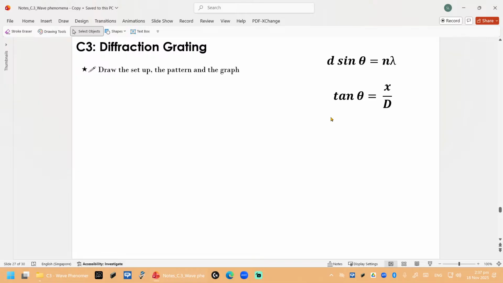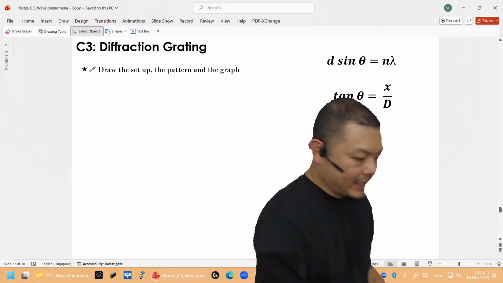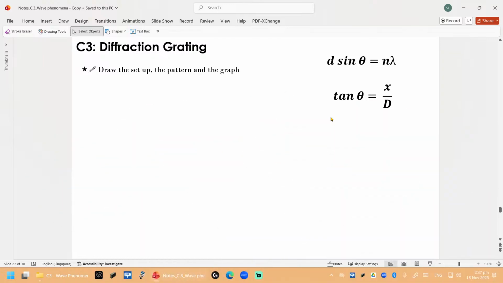But you don't learn this anymore. You don't learn about blue filters anymore. It used to be in the old syllabus. What you do learn now is diffraction grating. Okay, so what I have is a blue laser. Right, a blue laser.